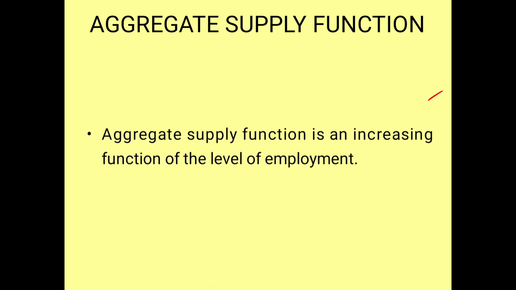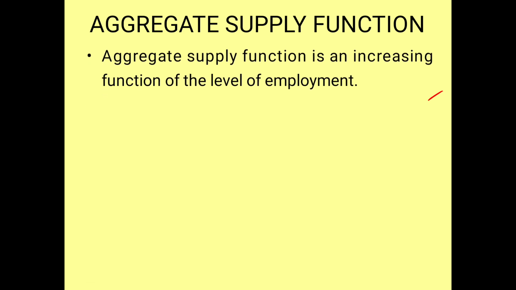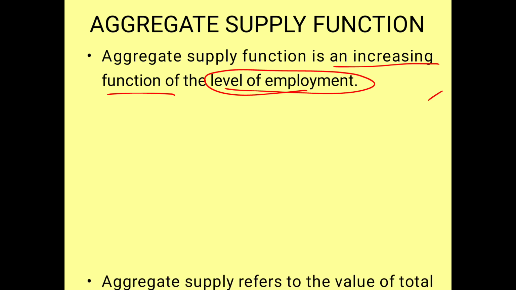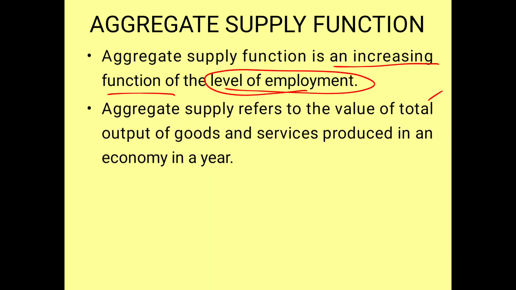The first point tells you aggregate supply function is an increasing function of the level of employment. So as supply increases, the employment also increases. When employment is increasing, naturally what happens? Production increases. So what happens to the goods? The total goods and services that are produced increase when aggregate supply function operates.